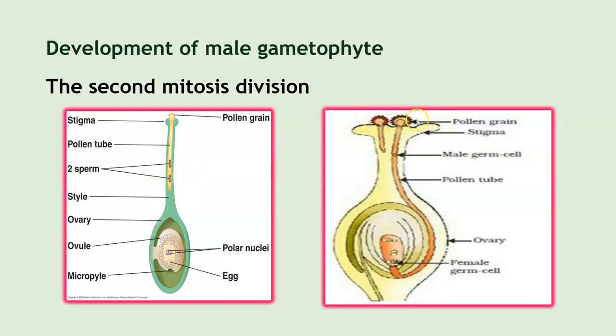So eventually, you can have a look at this figure. The pollen tube travels right till it reaches the female germ cell, where it can release the male gametes. So this is how the development of the male gametophyte takes place.